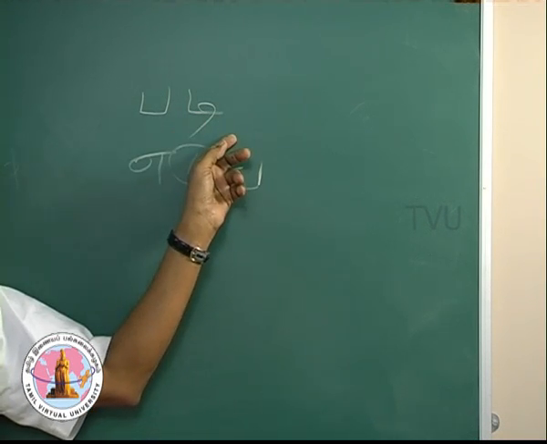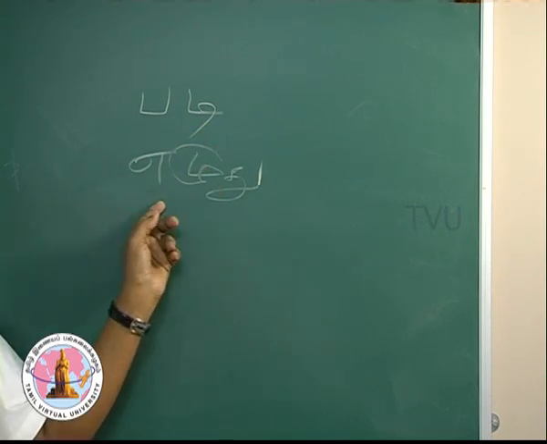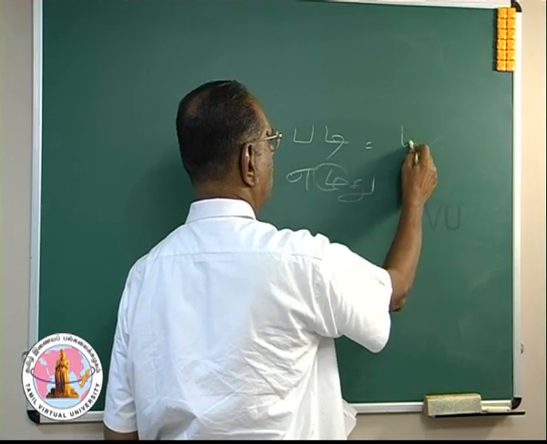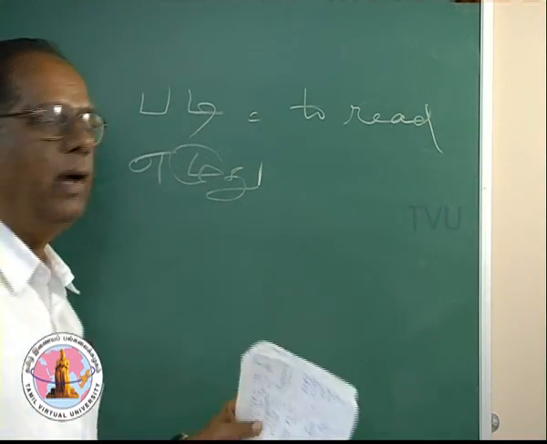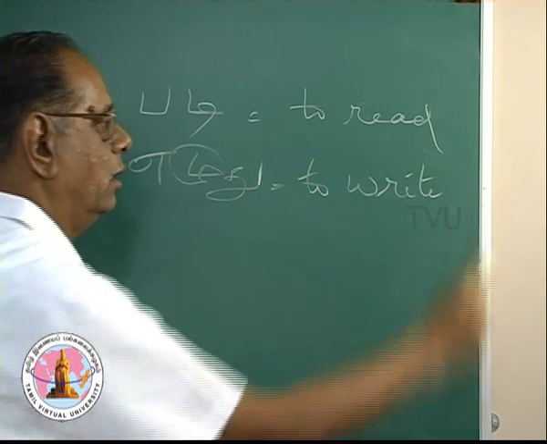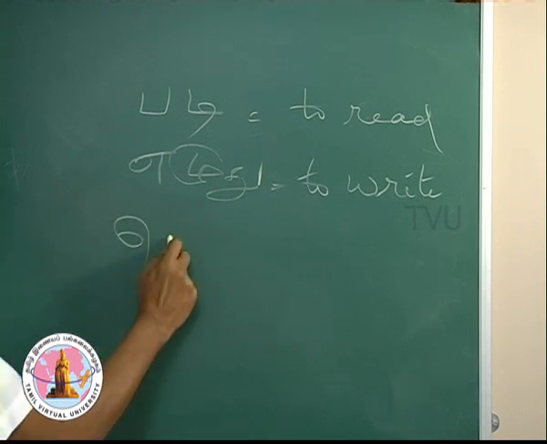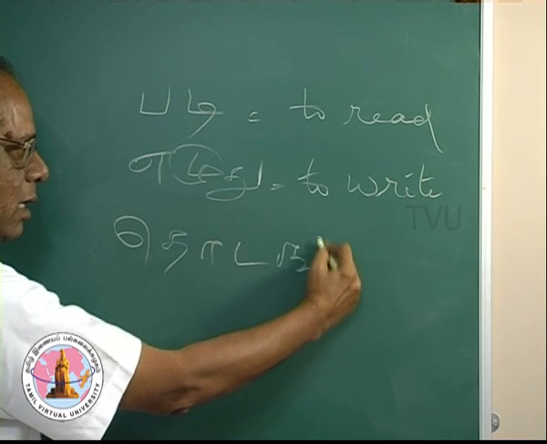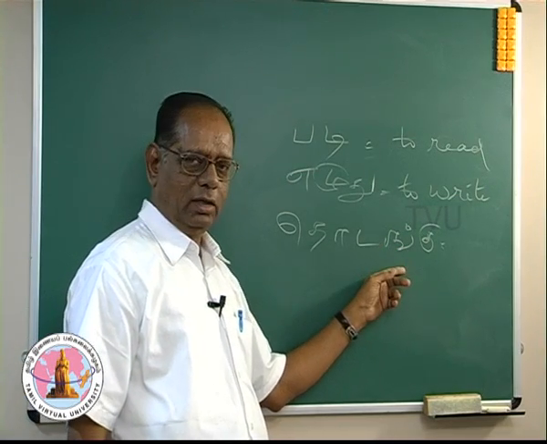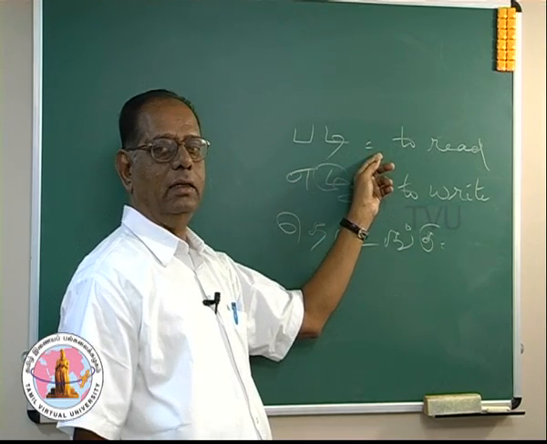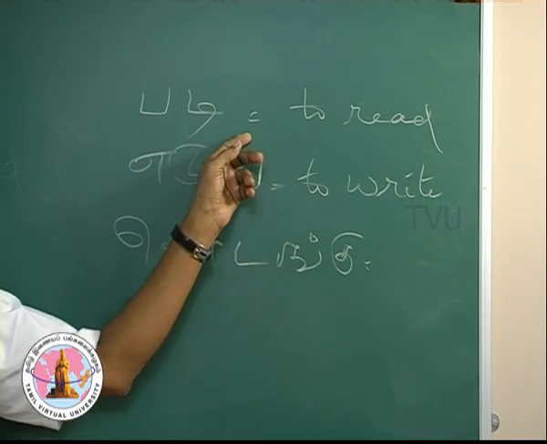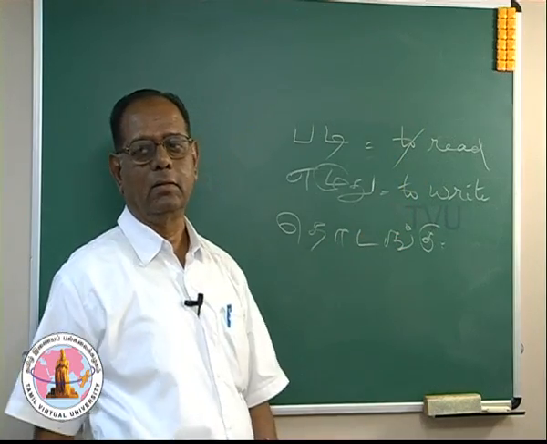Pa, di. Here again you see the soft sound. Ye, ru, du. Again the same. Padi means to read. Yerudu means to write. And lastly, we saw one verb. Todangu, to begin. So, now, todangu, begin. Padi, read. Yerudu, write. Padi, read. It's a command.